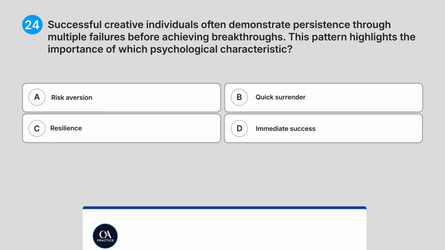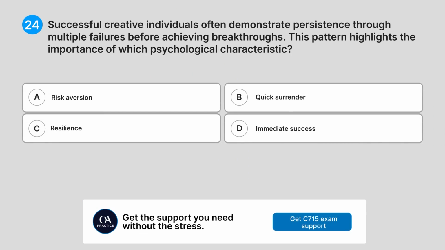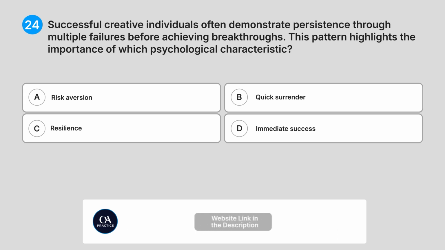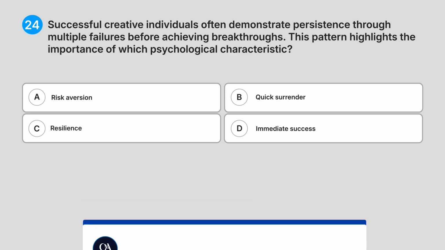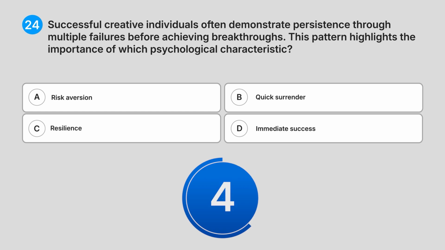24. Successful creative individuals often demonstrate persistence through multiple failures before achieving breakthroughs. This pattern highlights the importance of which psychological characteristic? A. Risk aversion. B. Quick surrender. C. Resilience. D. Immediate success. Can you guess the answer?